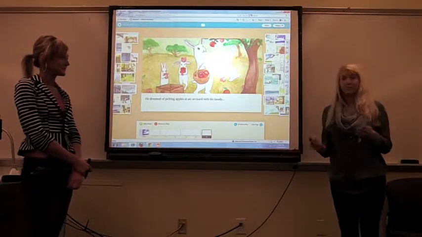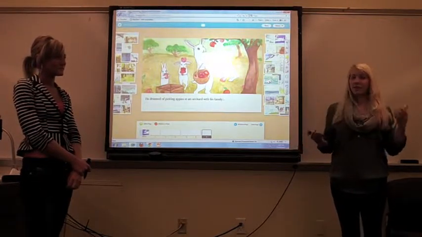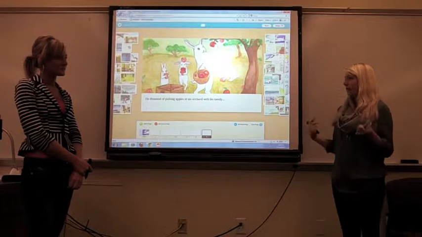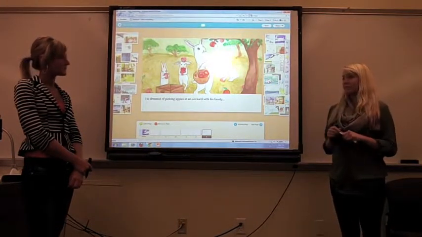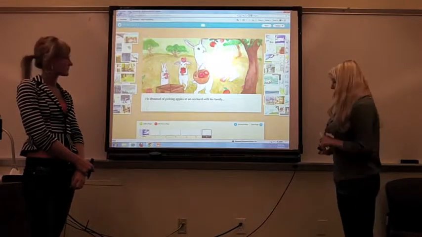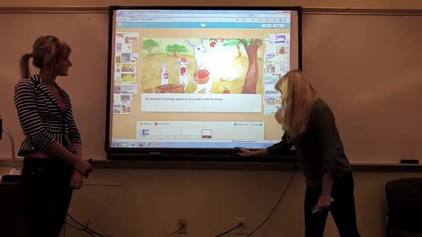Basically, usually when you write a story, you think about what you're going to write about first, and then you add the pictures. Storybird does the opposite. It gives you the pictures, and you have to create a story with the pictures. So it kind of made it a little easier to think of something to write about, I guess.